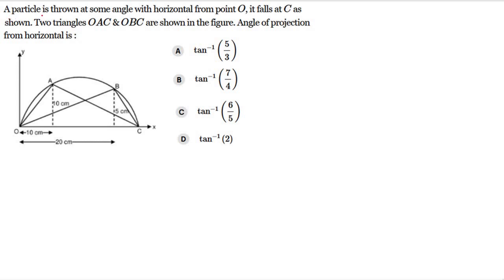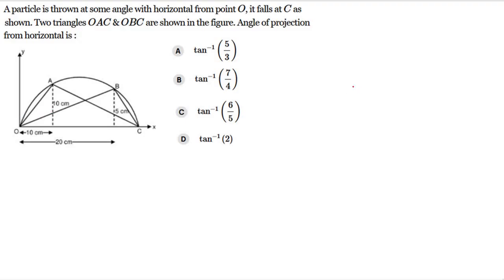So the question is, a particle is thrown at some angle with horizontal from point P. It falls at C as shown. The triangles OAC and OBC are shown in the figure. The angle of projection from the horizontal is. So we have to find what?